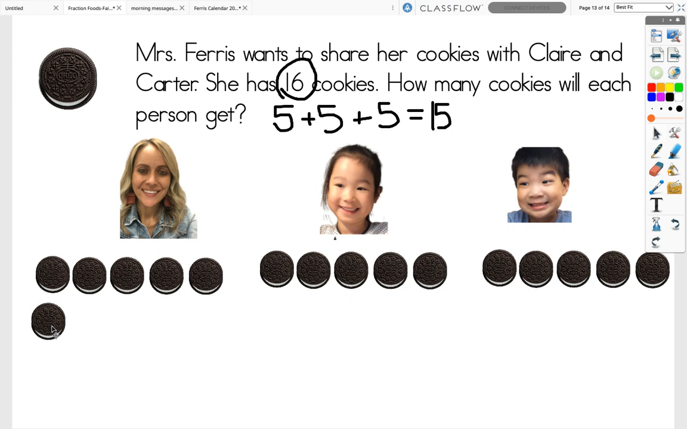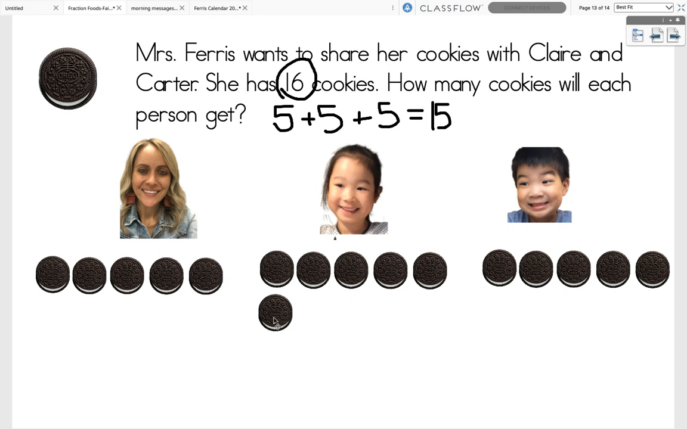Well, what about Claire? Claire works hard. Maybe Claire should get it because I know she works really hard. But then what about Carter? Maybe Carter should get it. Carter works really hard too. So it's kind of like tough to try to figure this out.